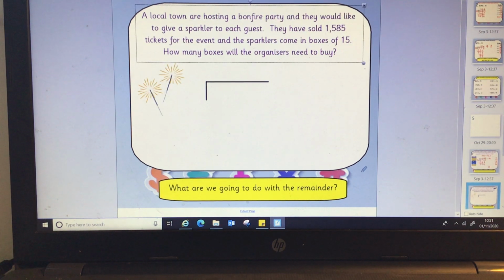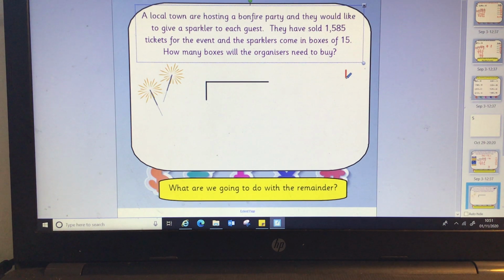Here's another problem. A local town are hosting a bonfire party and they would like to give a sparkler to each guest. They've sold 1,585 tickets for the event and the sparklers come in boxes of 15. How many boxes will the organisers need to buy? Pause the video, see if you can work out the answer.